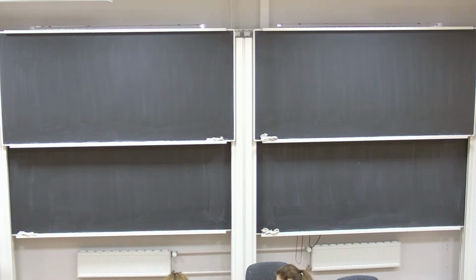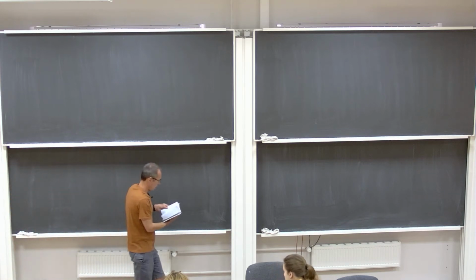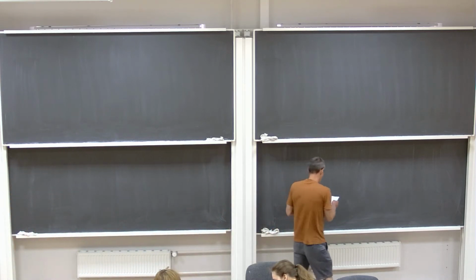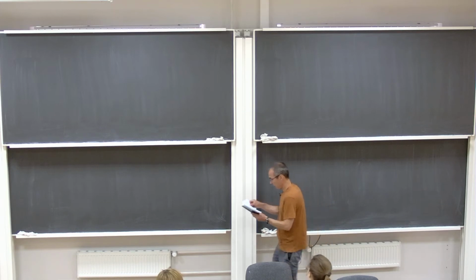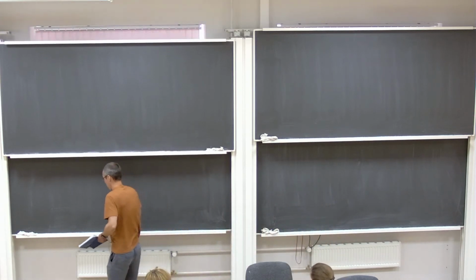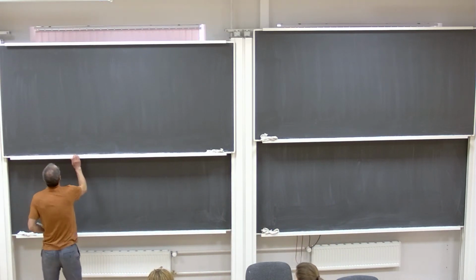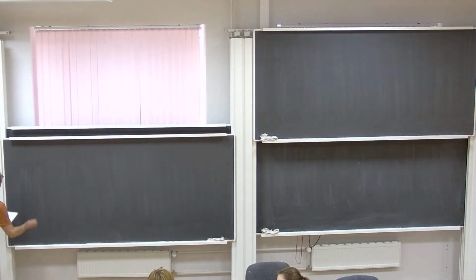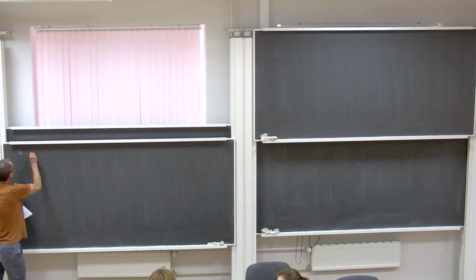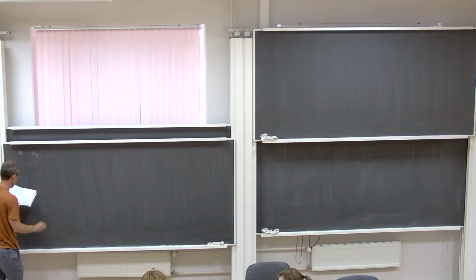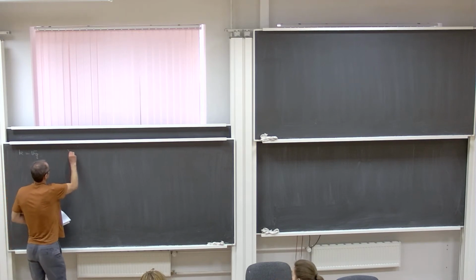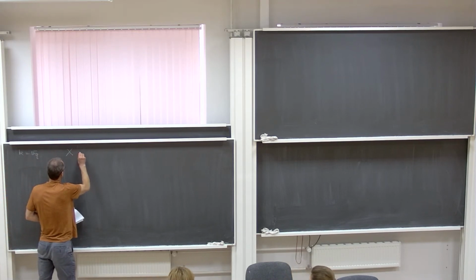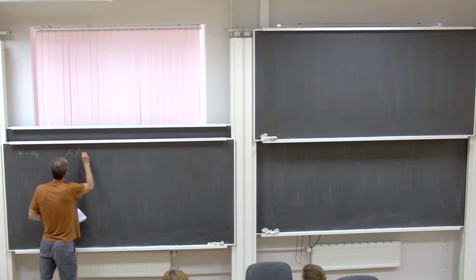So let me start by recalling the statement of the Lefschetz formula that we discussed last time. So we have a finite field of Q elements. We have a scheme which is always assumed to be of finite type and separated.